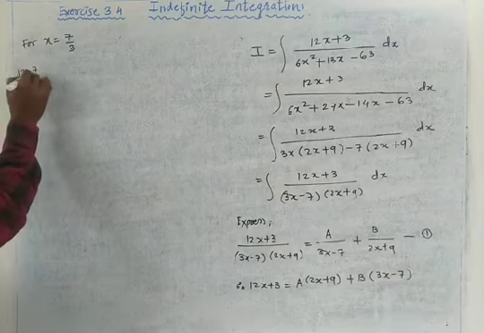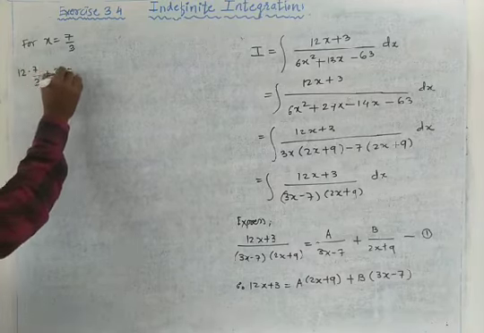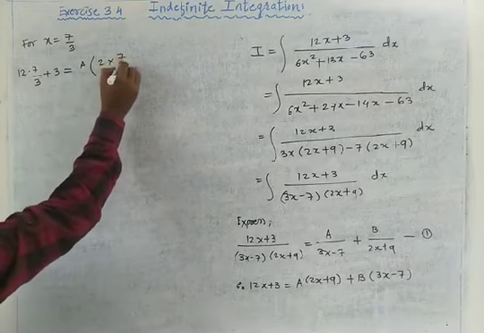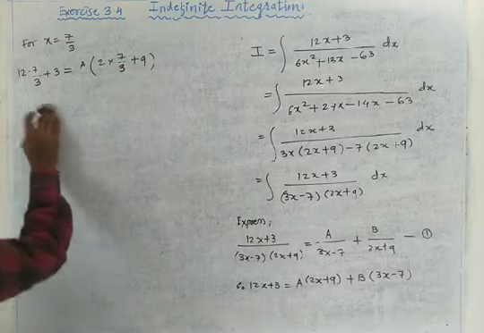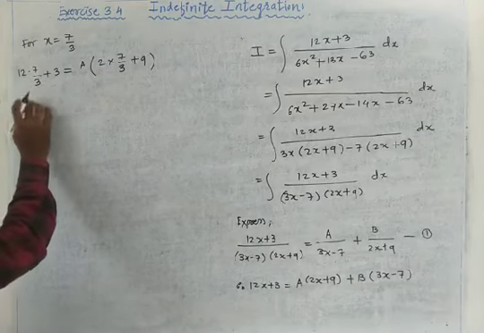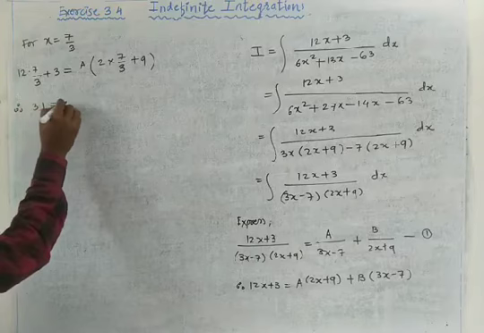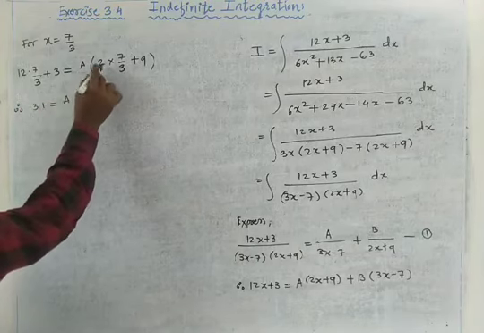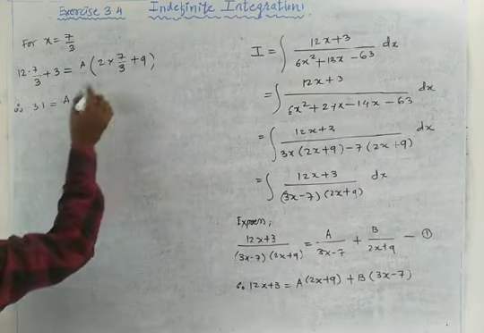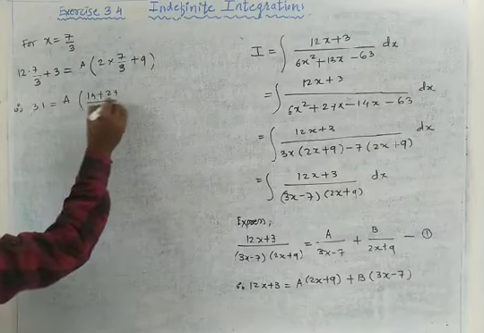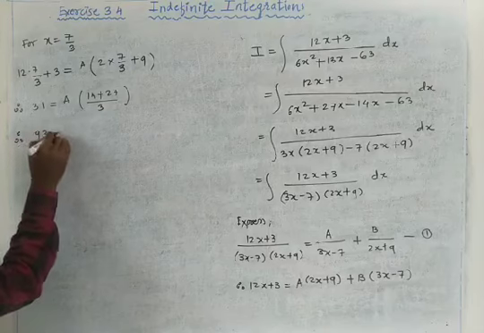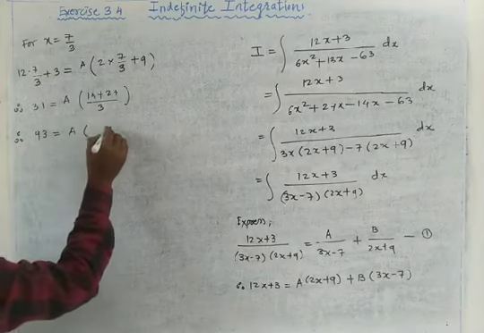For x = 7/3, what happens on the left hand side? 12 × 7/3 + 3 = A(2 × 7/3 + 9), and the B part vanishes. Now simplify it properly. 3 cancels with 12, 4 × 7 is 28, and 28 + 3 is 31. Here A(2 × 7 is 14 over 3, and 3 multiplied by 9 is 27), so (14 + 27)/3.